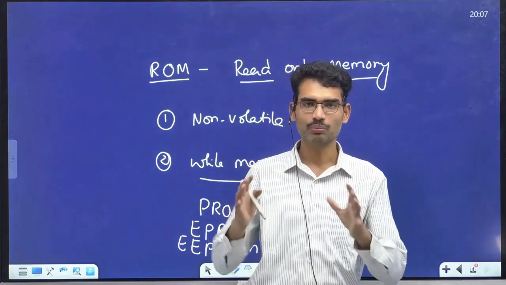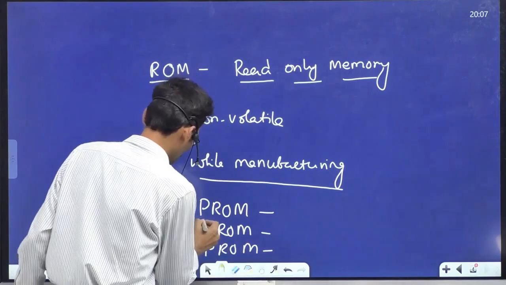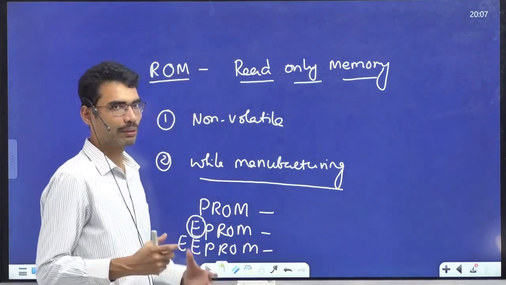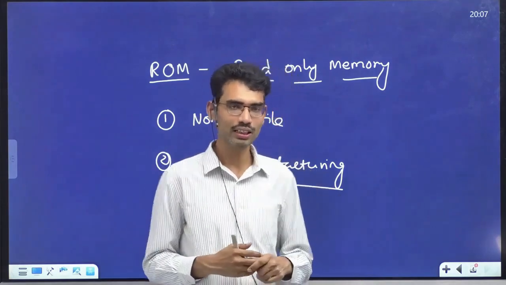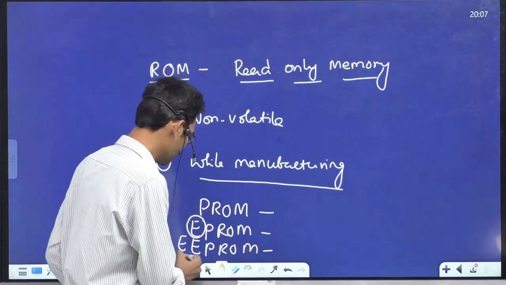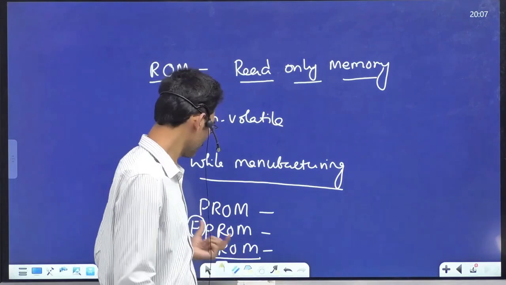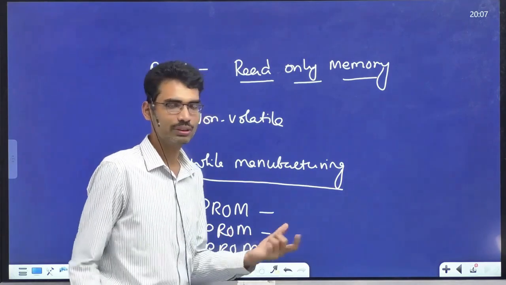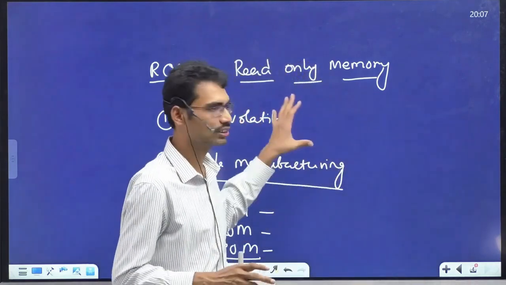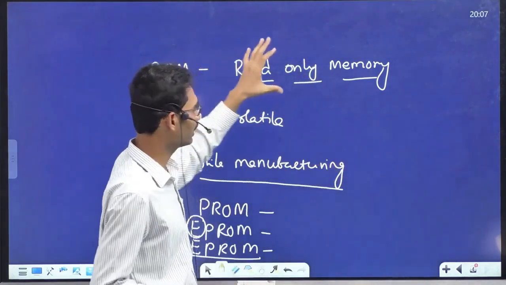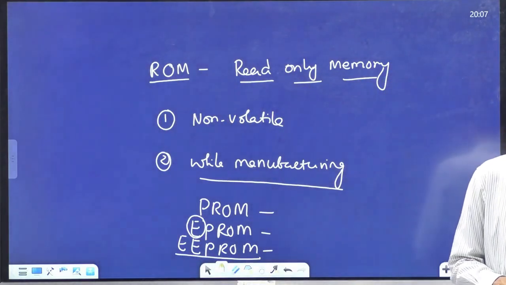Read-only memory, programmable read-only memory, means once you write the program, you cannot do anything. There is some kind of mechanism with magnetic field also you can rewrite, with electrical signals also you can rewrite. If it is electrically erasable programmable read-only memory, you can erase it and you can rewrite. But once you write instructions, you cannot change. That is how read-only memory works. So these are different types of primary memories.